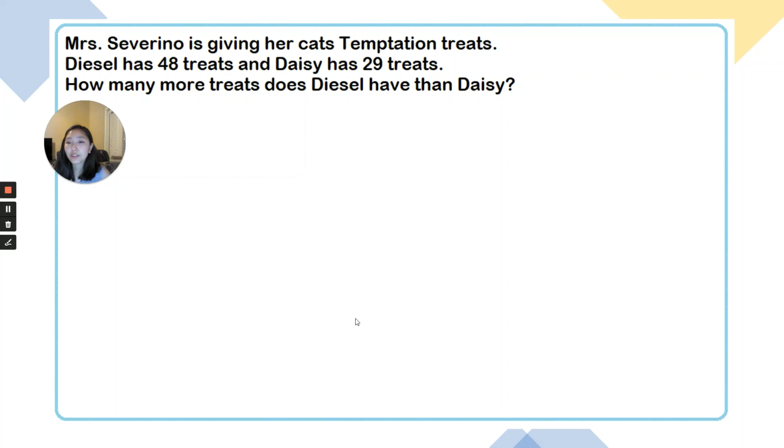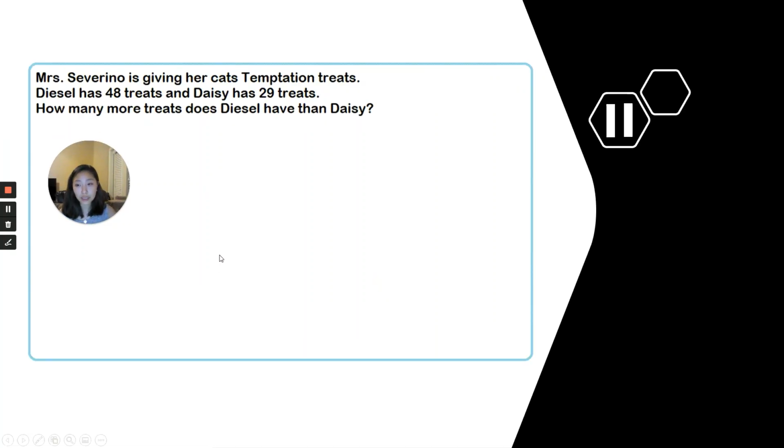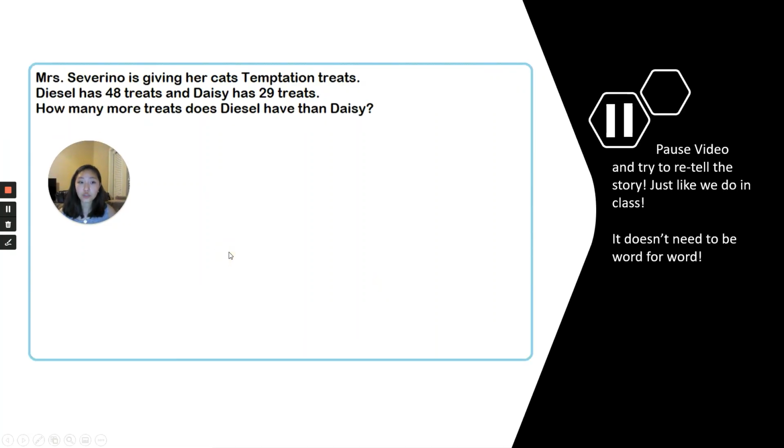Diesel has 48 treats and Daisy has 29 treats. How many more treats does Diesel have than Daisy? So you already know that the first thing we do is a retell. So in this retell, you need to make sure that you're pausing the video when the question is covered, and then you're going to tell me the story.